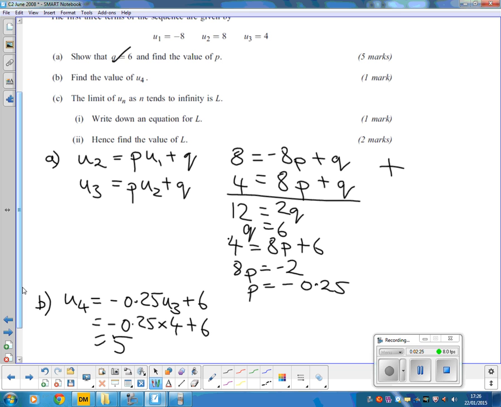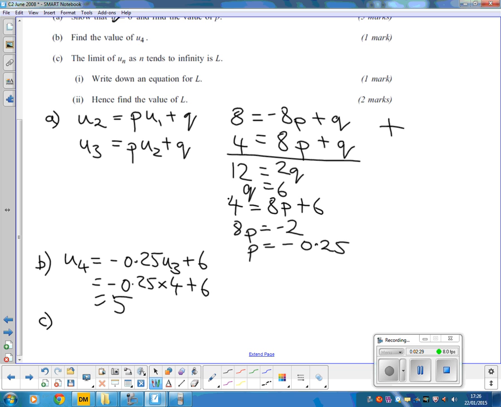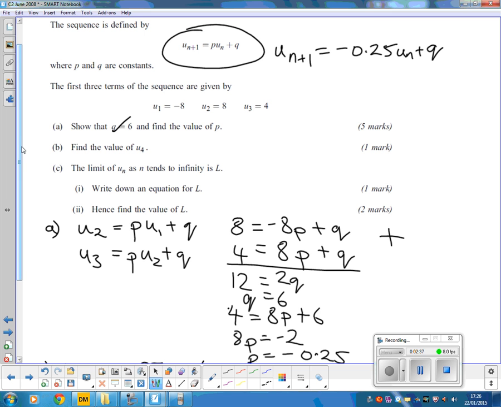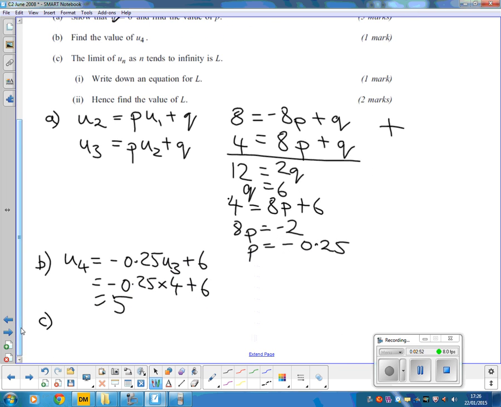Okay, done that bit. The last bit is to find a limit. Now, finding a limit is really easy as long as you remember one thing. That's that at the limit, u_(n+1) is equal to u_n, which means they must both be exactly the same, so we give them the same letter. And that's the trick to finding the limit of the sequence. So, u_(n+1), we're going to write down an equation. L equals negative 0.25 times u_n, which is now L, plus 6.